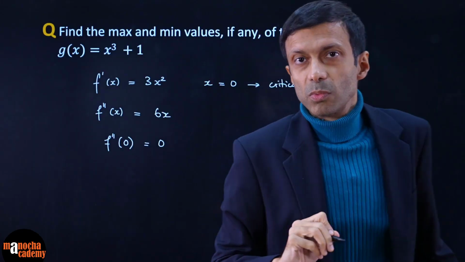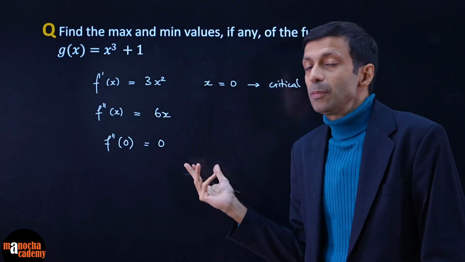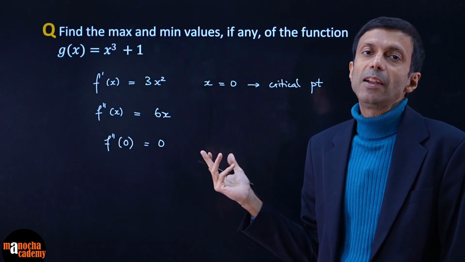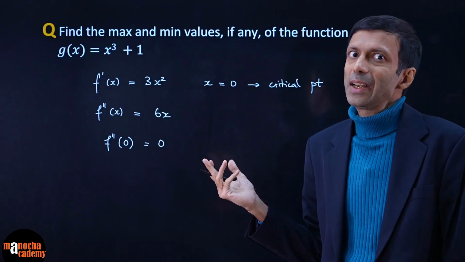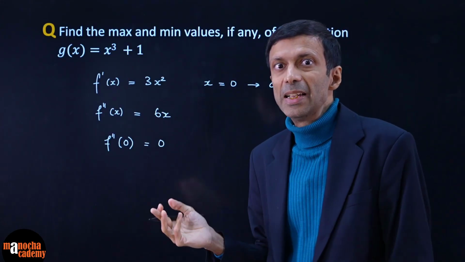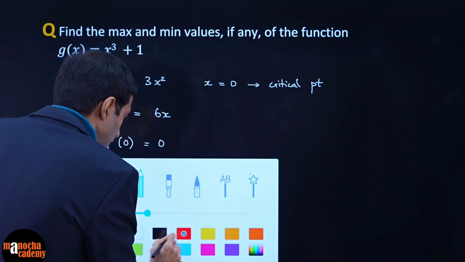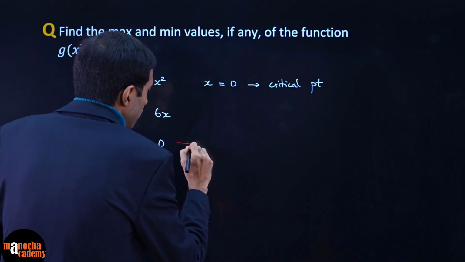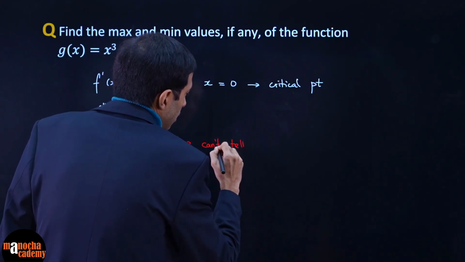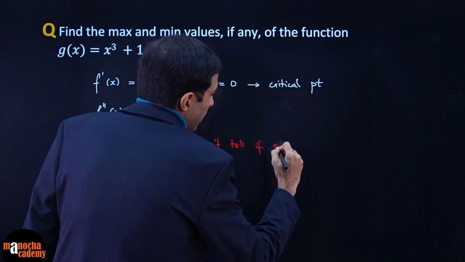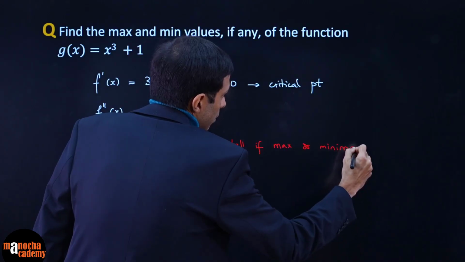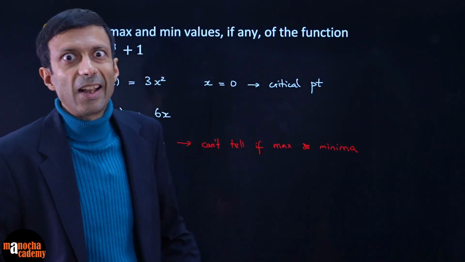So now can we say that? The problem here is that we cannot tell whether this is maxima or minima. The second derivative test fails here, right? So we have to stop here. Can't tell if maxima or minima. So it's like the snake and ladder game.